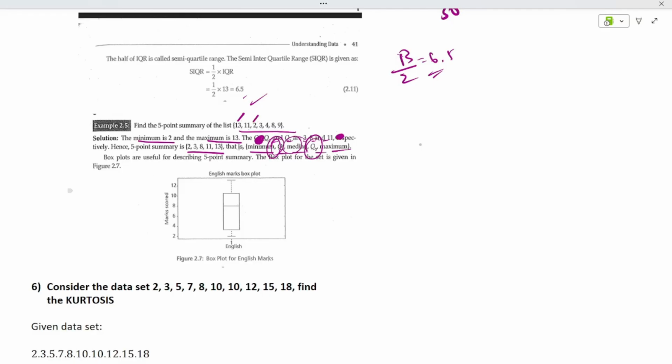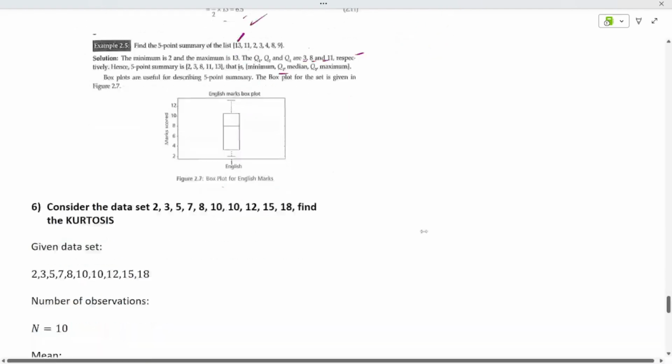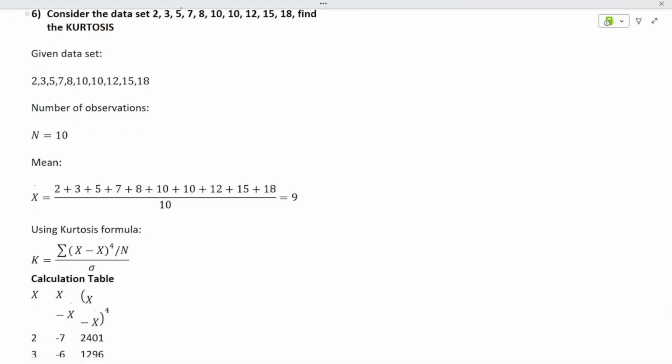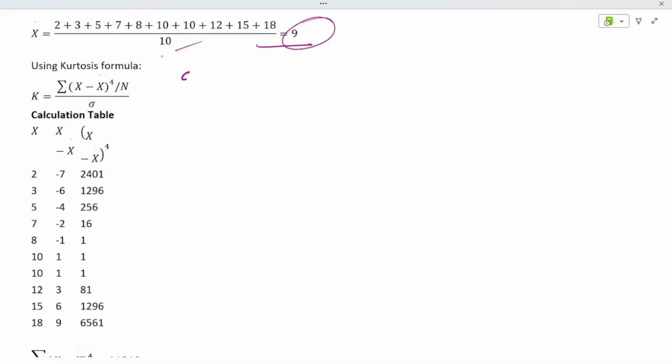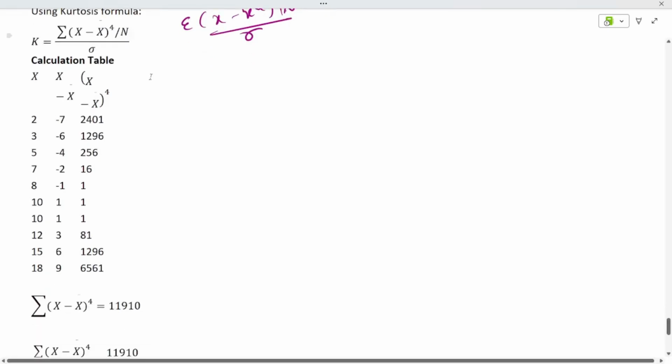See, first what you are doing here is, you will make a box for the elements, and next you will be plotting the marks scored according to that. Okay. Next is finding the kurtosis for the given values. They have given a set. First you find out the mean for the same. As it is 10 elements, you divide by 10, and you will get 9. And the formula you have to remember here is summation of (x minus x-bar) to the power 4, divided by n, divided by sigma to the power 4, where sigma is the standard deviation, and you will get the value.